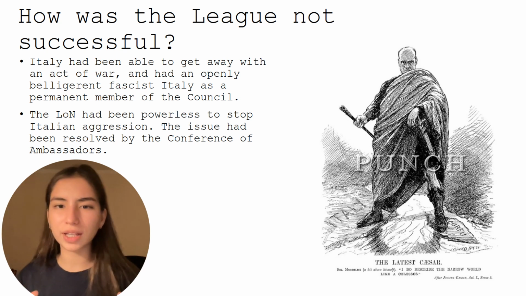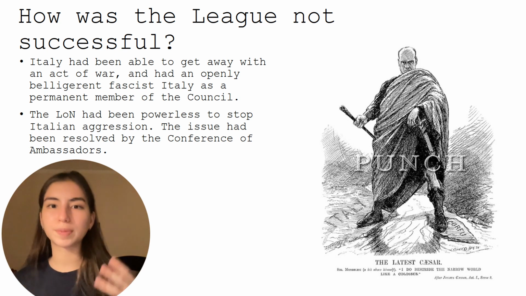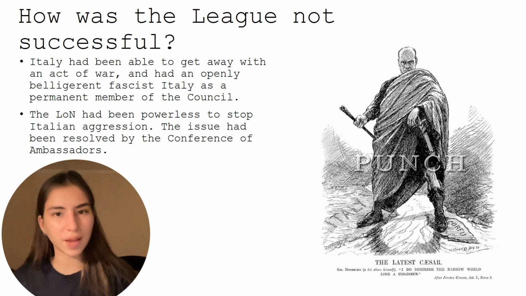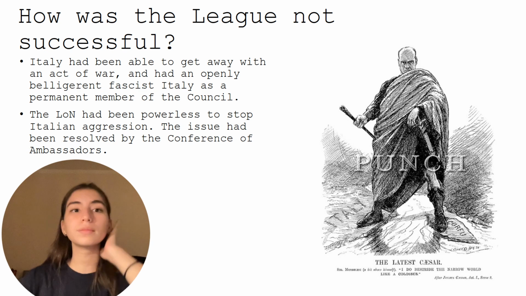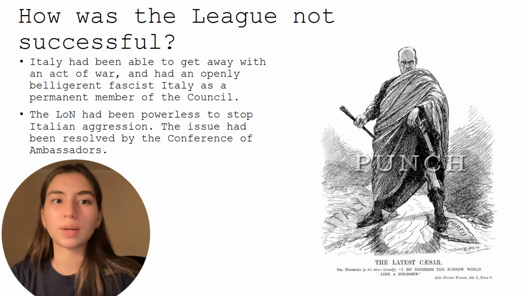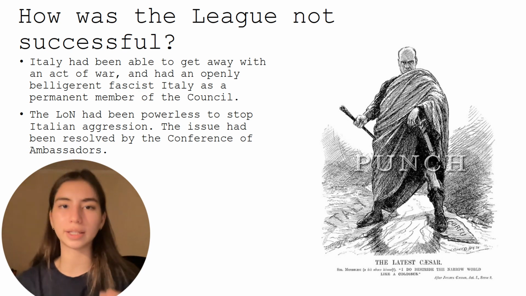And what does it say of the League of Nations, which is supposed to be a peace-loving organization, if one of its main members was able to carry out such an aggressive act like this, invading another country. The League of Nations had been powerless to stop Italian aggression. The issue had been passed on to the Conference of Ambassadors, which effectively undermined the League's authority.